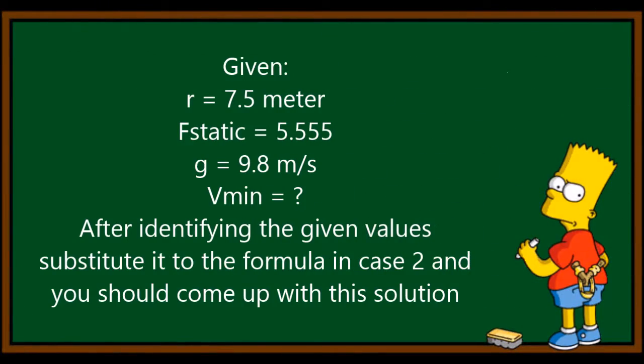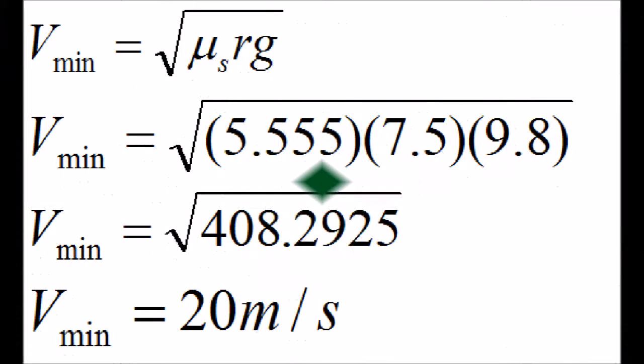The given values are: r is equal to 7.5 meters. Static friction is equal to 5.555. g is constant, so it is 9.8 meters per second squared. Find the minimum velocity. After identifying the given, substitute to the formula in case 2 and you should come up with this solution.